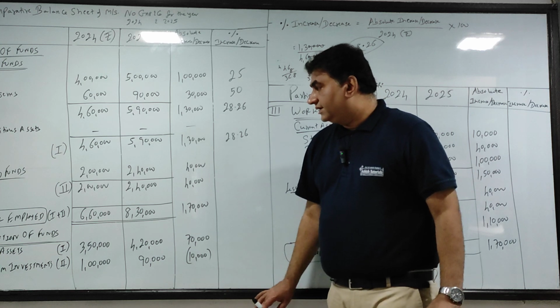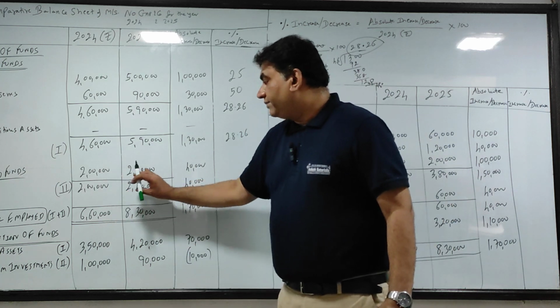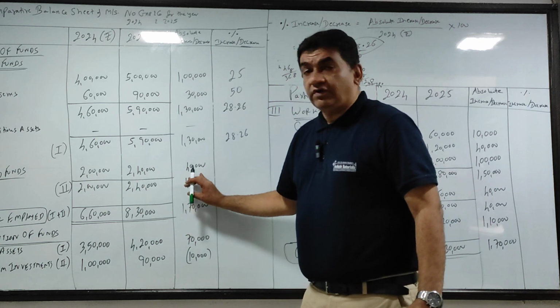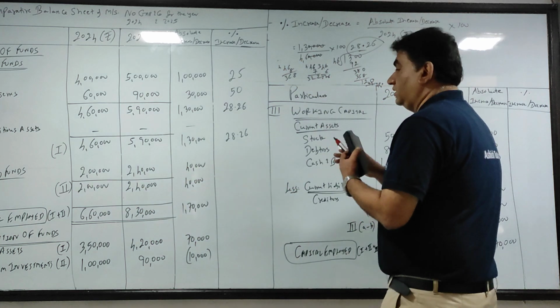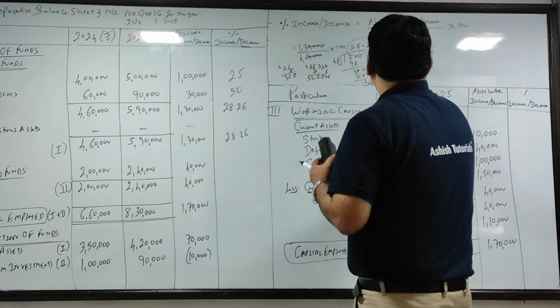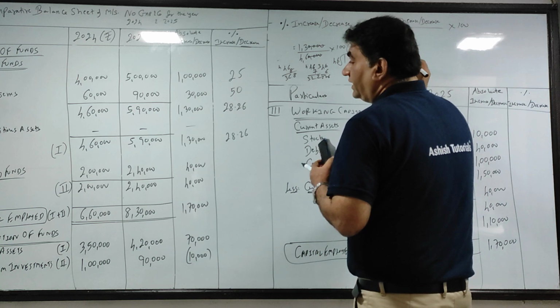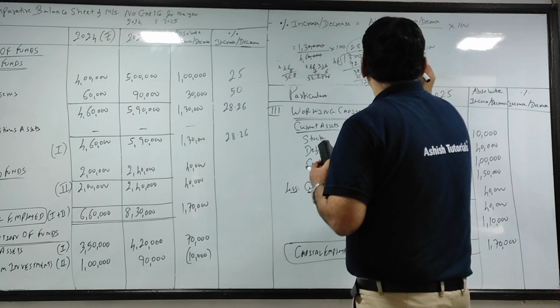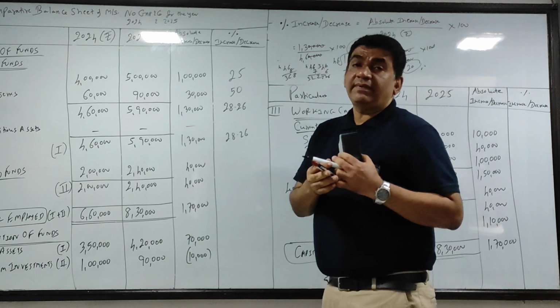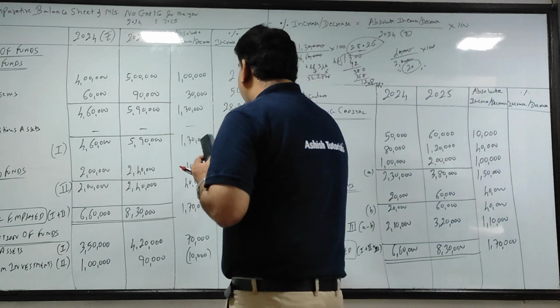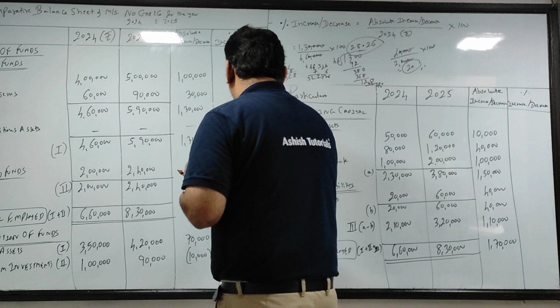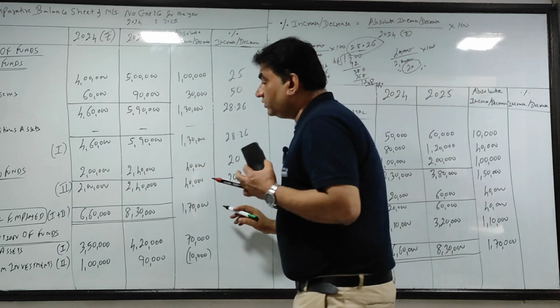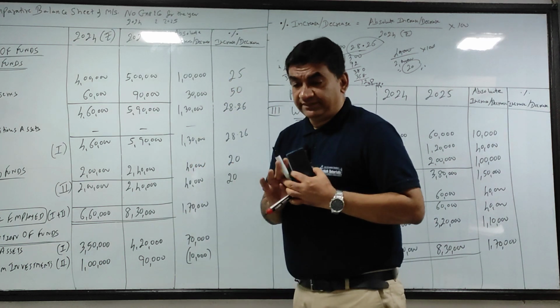28.26. Then 2 lakh became 240. So 40. So now what you will do? 40,000 divided by 2 lakhs into 100. 4 zeros cancel from here, 4 zeros, 1 0 from here, 1 0. This is nothing but 20. 40,000 divided by 2 lakhs into 100, automatically the figure 20 will come. If this is 20, then this will also be 20. The figure is the same. Got it?